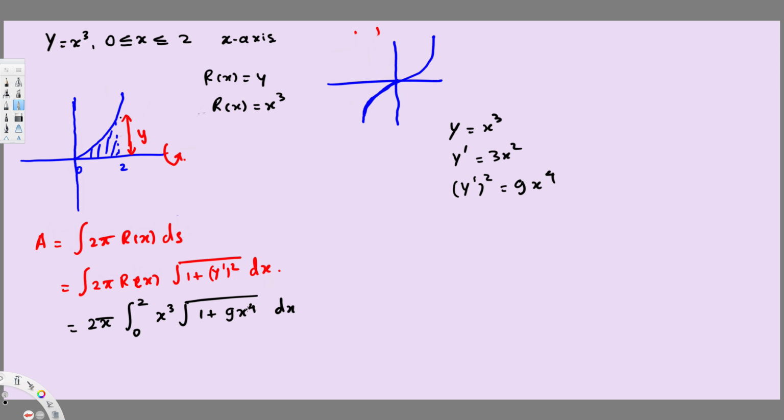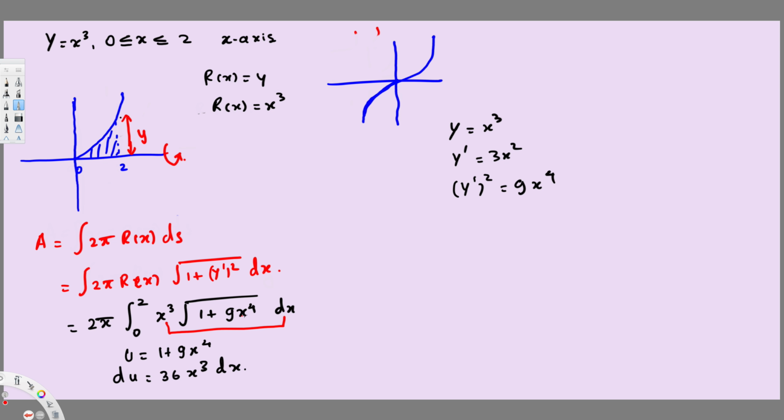And if you see that we have x to the power 4 within the square root and x cube outside, and therefore we have derivative outside, right? So if we have the derivative outside, we can use the u substitution. So here I'm going to pick the u as 1 plus 9x to the power 4, and if I take the derivative of this one, it is going to be just 36 x cube dx, right? But we only need x cube dx to replace this one.